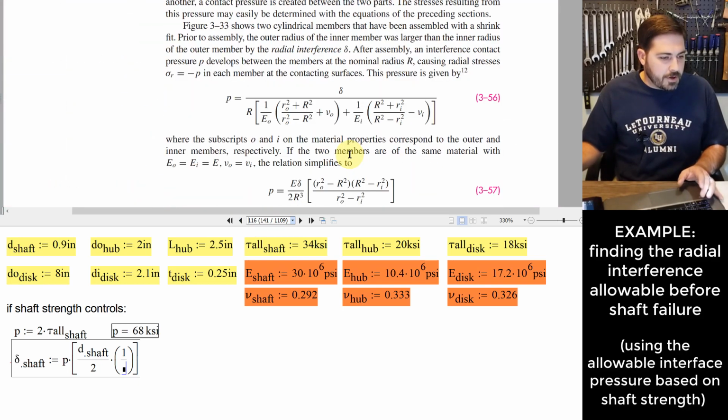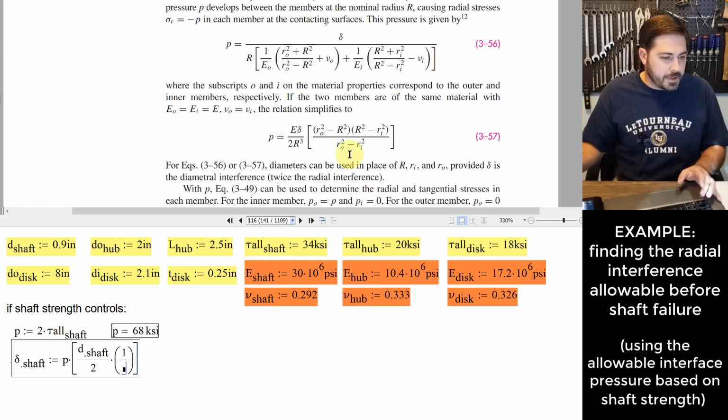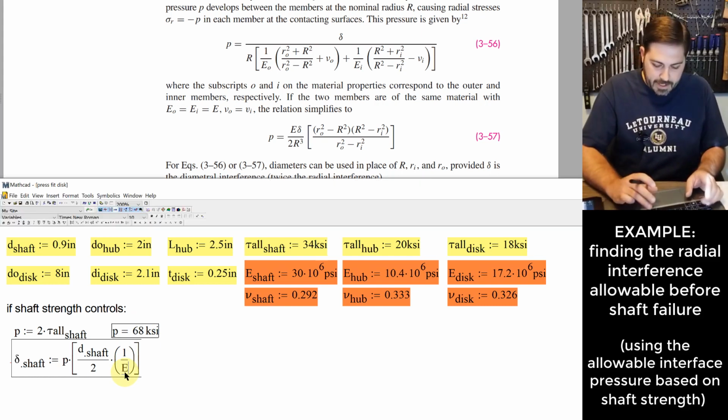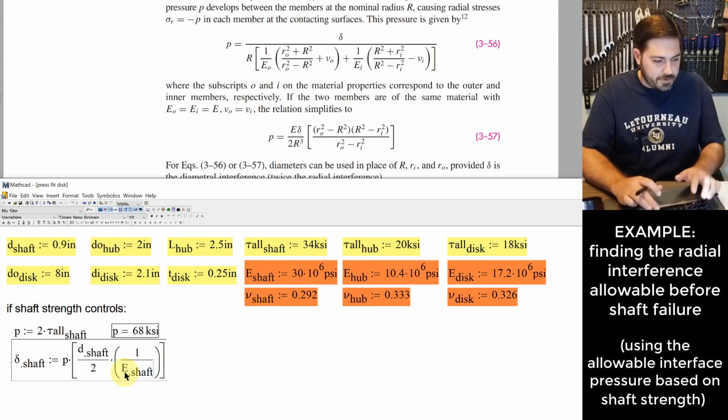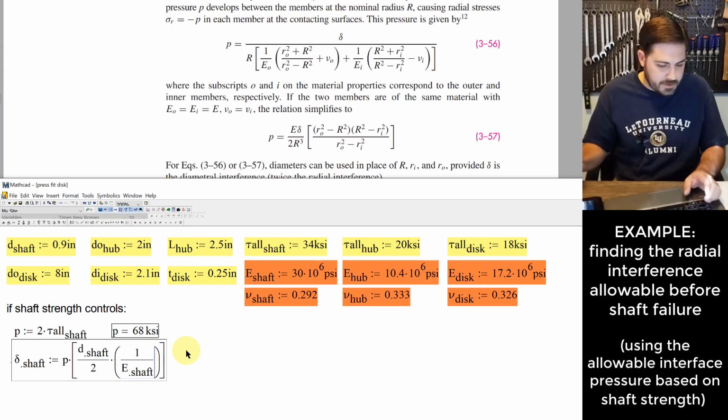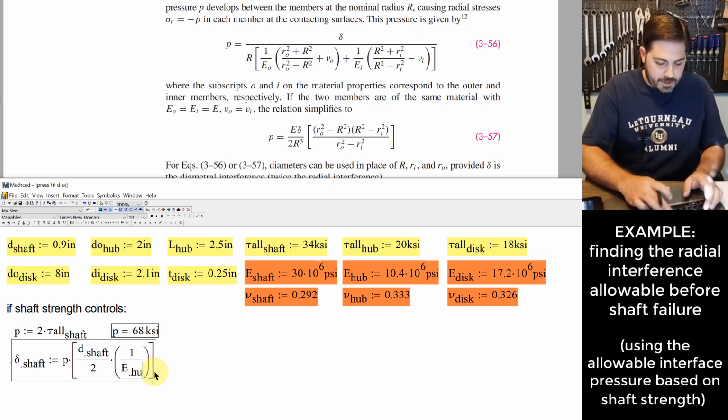Back to doing our relationship here between interface pressure and radial interference. Okay, so we have the elastic modulus of the shaft, is what I call that, E sub shaft. Okay, that's for the outer, excuse me. If I want this to match perfectly, I should do the outer member first. So this would be not for the shaft, for the hub.